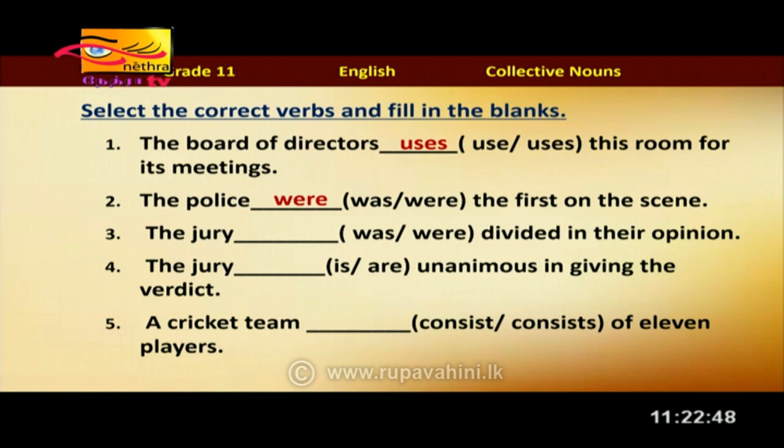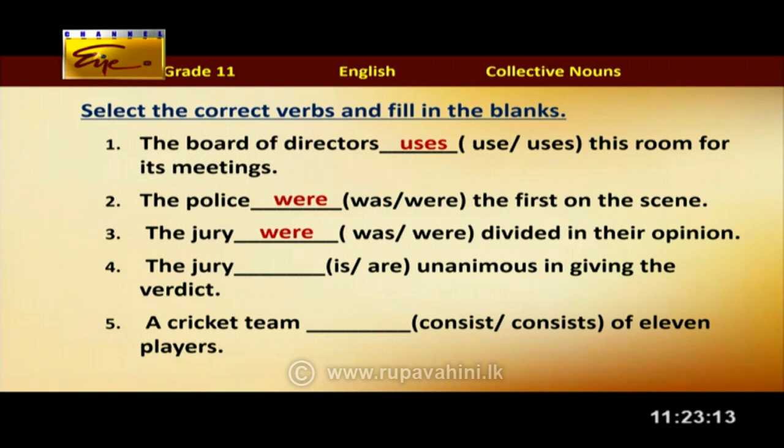The third one, the jury were divided in their opinion. They have different opinions, that is the clue there. What is the answer, children? The jury were divided in their opinion. We take jury as separate individuals.